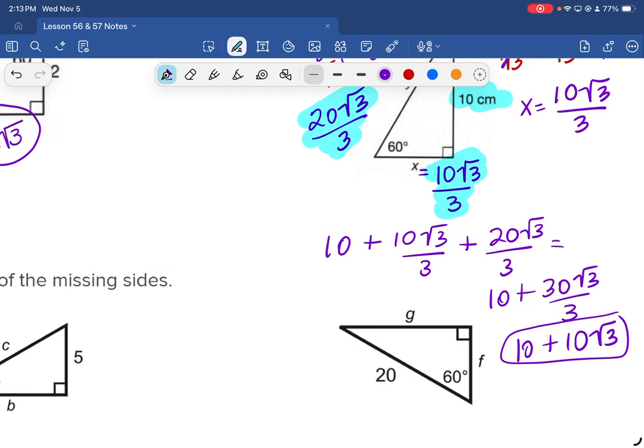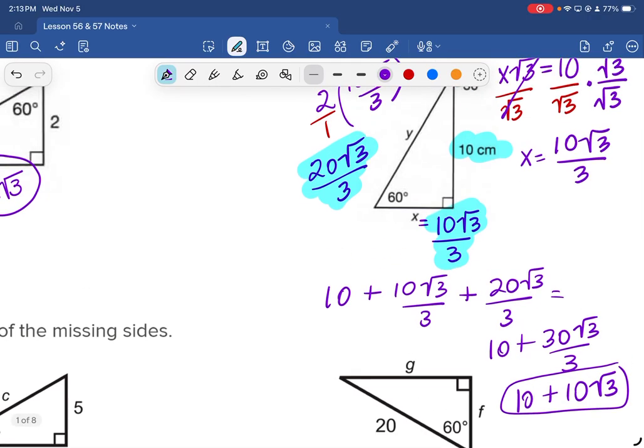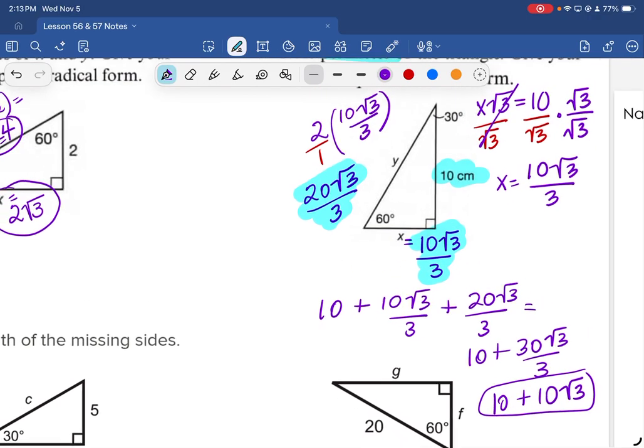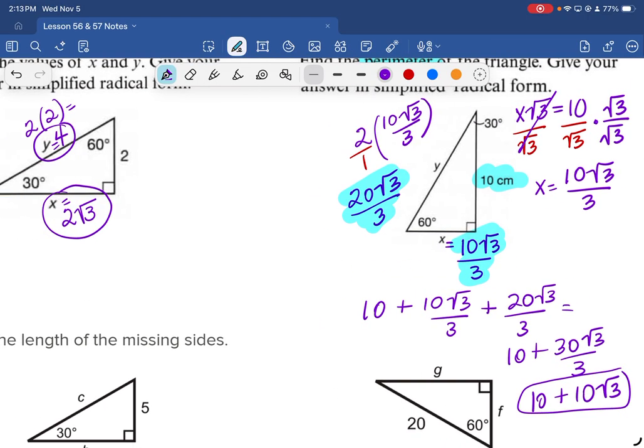Did I lose you on any of that? Take a second to look at it. Ask me any questions on where I might have lost you in all of this. We good? Okay.